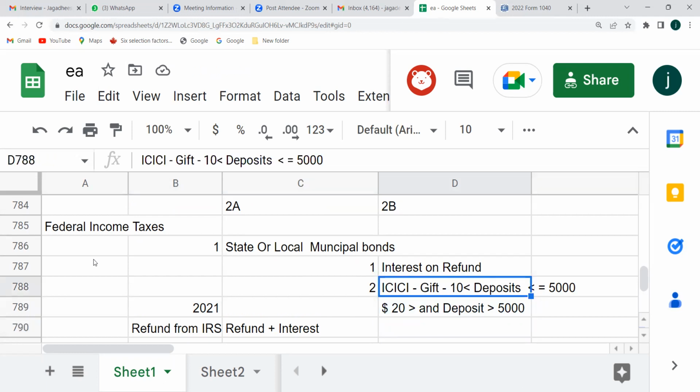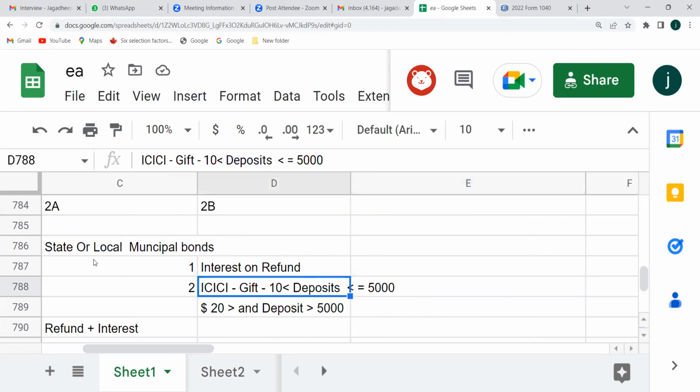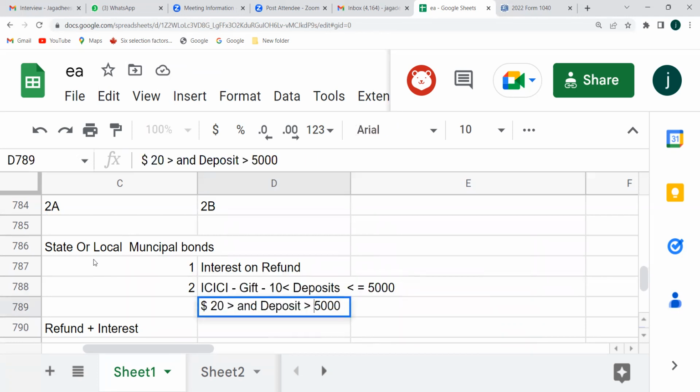Clear this point? So if you are doing some deposits in any bank less than or equal to $5,000 and your gift amount is less than $10, it is exempted. And if you are doing any deposit less than or equal to $5,000 and you are getting a benefit of more than $10, you are supposed to pay tax on it. And in the second case, your deposits are more than $5,000 and you are getting more than $20 as a gift, you are supposed to pay tax on it.